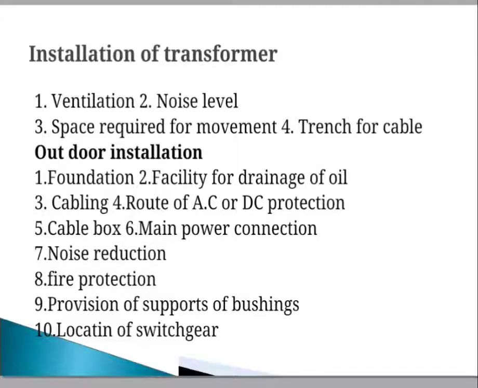Then ventilation is very important. According to the rules, the ventilation area for the outlet will be 2 meter square per 1000 kVA, and the inlet will be 1 meter square per 1000 kVA of the transformer. This is the ventilation area we have to provide for the transformer.